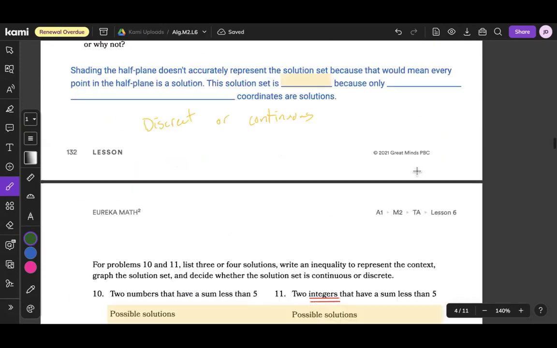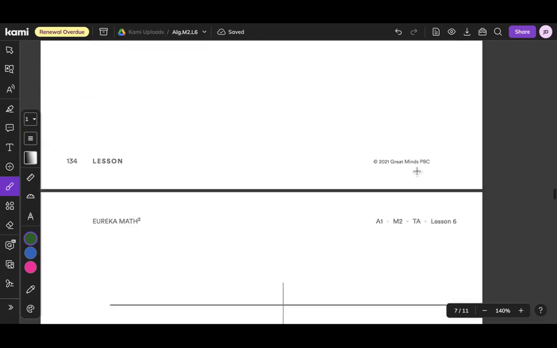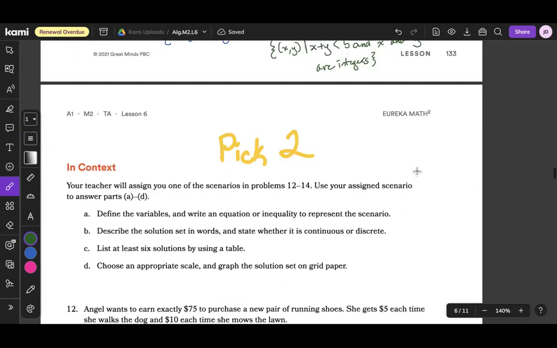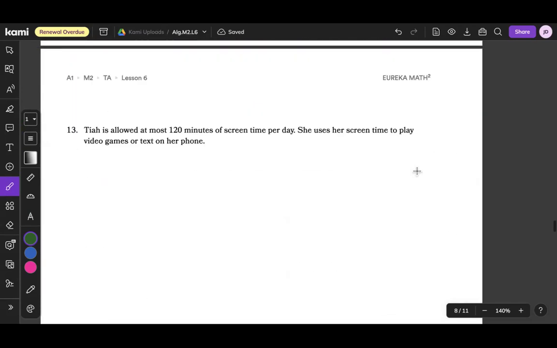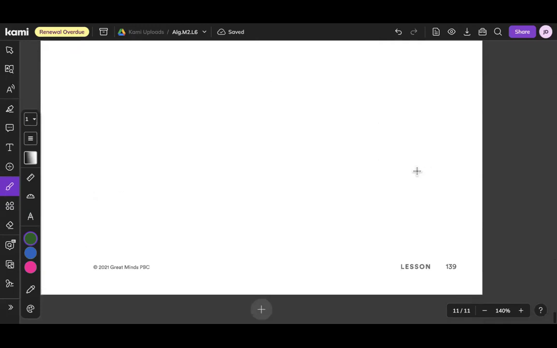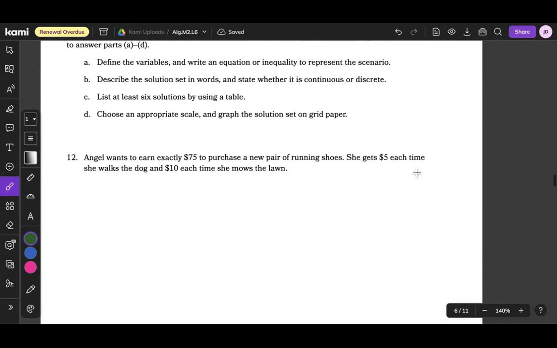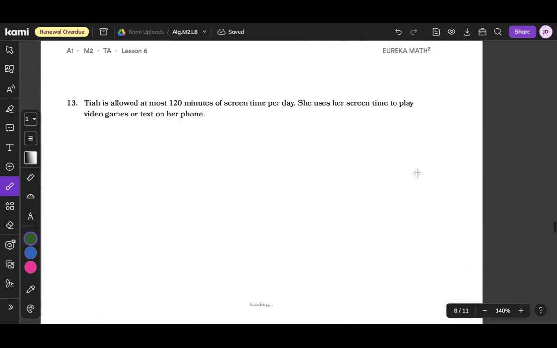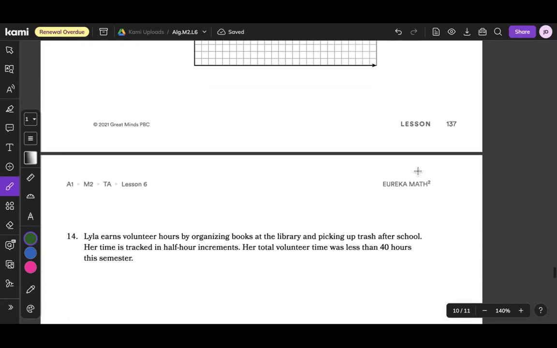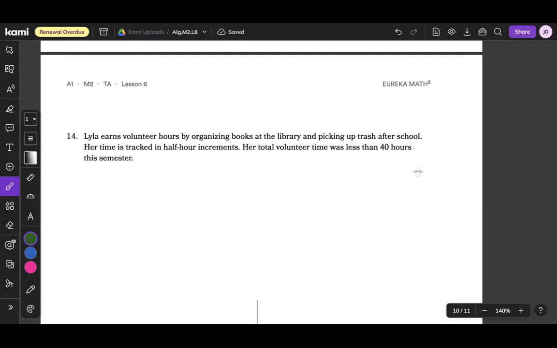The last part of this lesson is kind of a choose your own adventure. You will notice there are just so many pages of work. I just need you to pick 2 of these. So there are 3 different scenarios. Problem 12, 13, and 14. Pick 2 of those to do on your own. And that is going to be the end of the lesson.